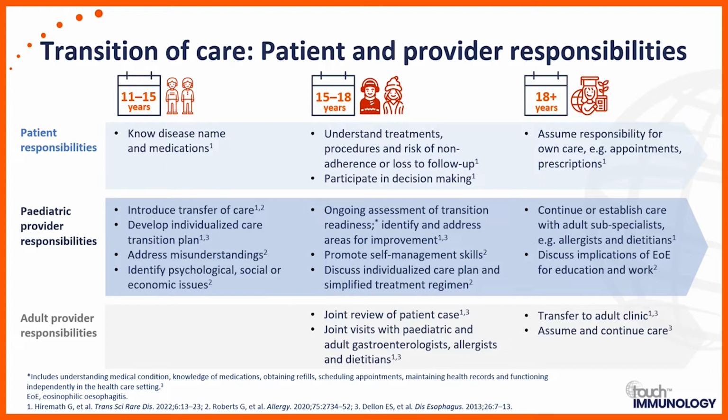And here we come to adult provider responsibilities, with joint review of the patient case and starting to have joint visits with pediatric and adult gastroenterologists, allergists, and dietitians. When patients are 18 years or over, their responsibilities really are to start to assume responsibility for their own care, appointments, and prescriptions. Pediatric provider responsibilities include continuing or establishing care with adult subspecialists such as allergists and dietitians, and discussing the implications of EoE for education and work. Adult provider responsibilities include transfer to the adult clinic at this point and assuming and continuing their care.